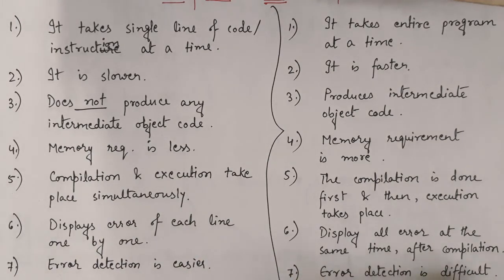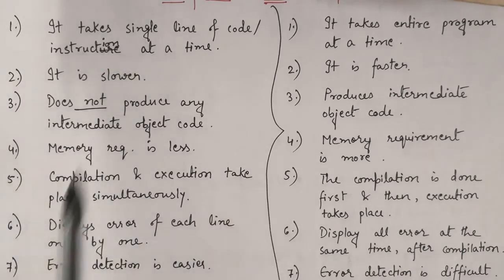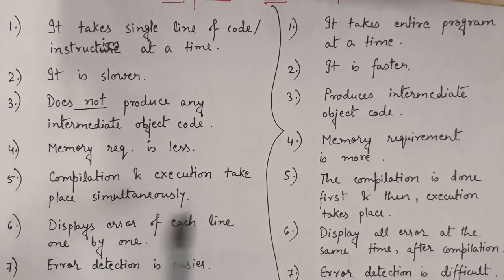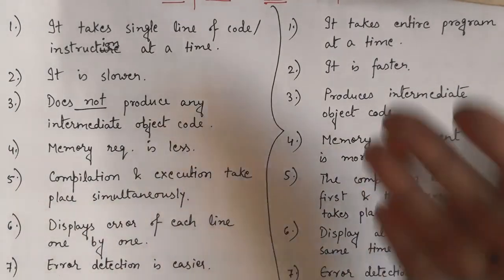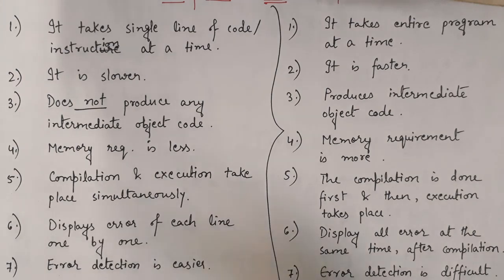So what is the reason here? Reason would be the same: in case of interpreter we are taking a single line, compiling it, executing it, and so we are looking for errors in a single line only, and so error detection is easier. If there is an error, okay. If there is no error, then also okay. But in case of compiler, we are taking the whole code at a time. So obviously when we are scanning the whole code at a time looking for the error, error detection is difficult in that case.